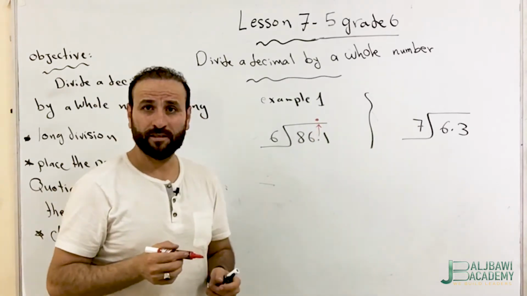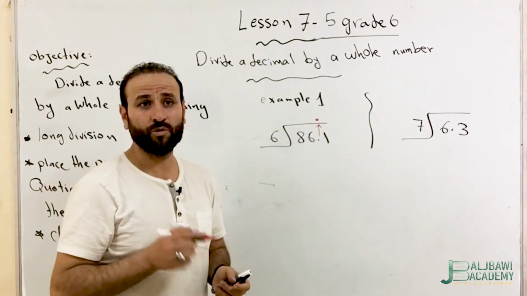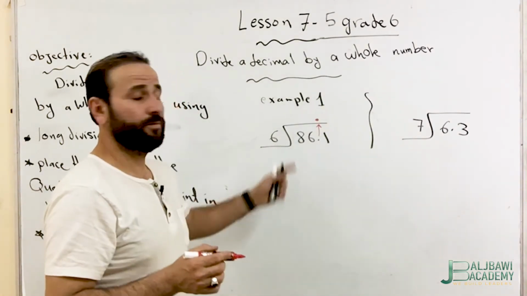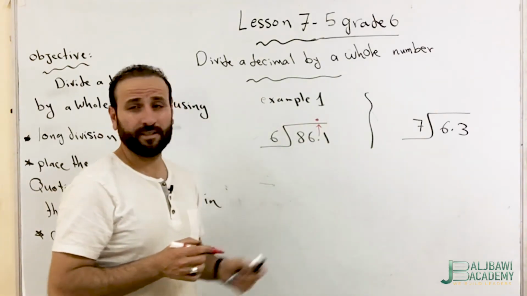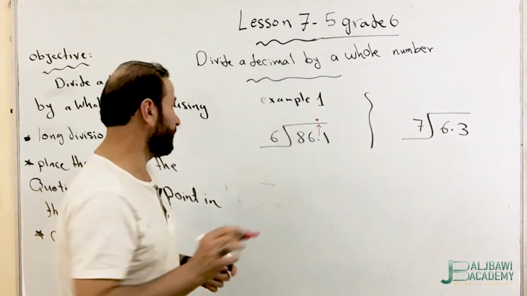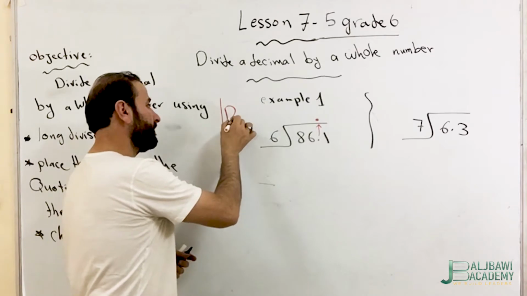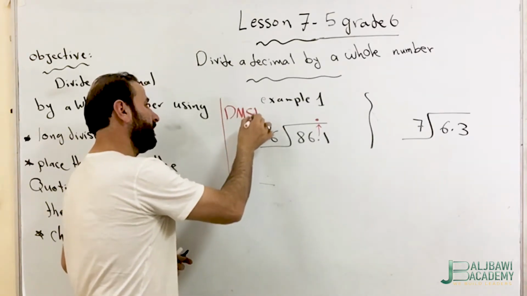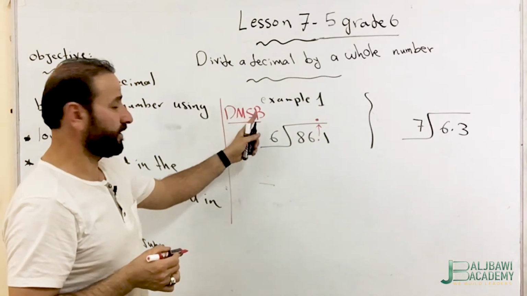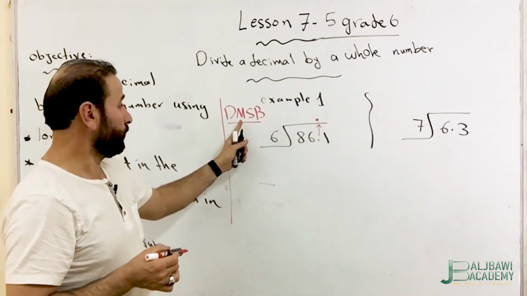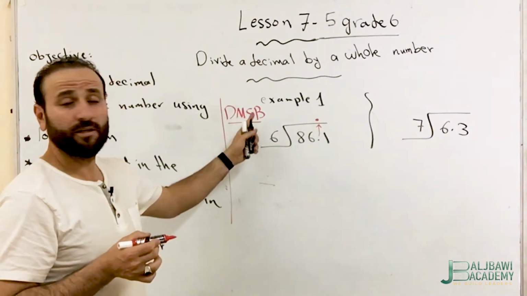Now I start. As you remember, I told you in long division, sometimes we use, for beginners, the multiples of the divisor, which is 6. Now I divide 8 by 6, so I'm using the technique: divide, multiply, subtract, and bring down. To remember this, try to remember this sentence: does McDonald's sell burger?